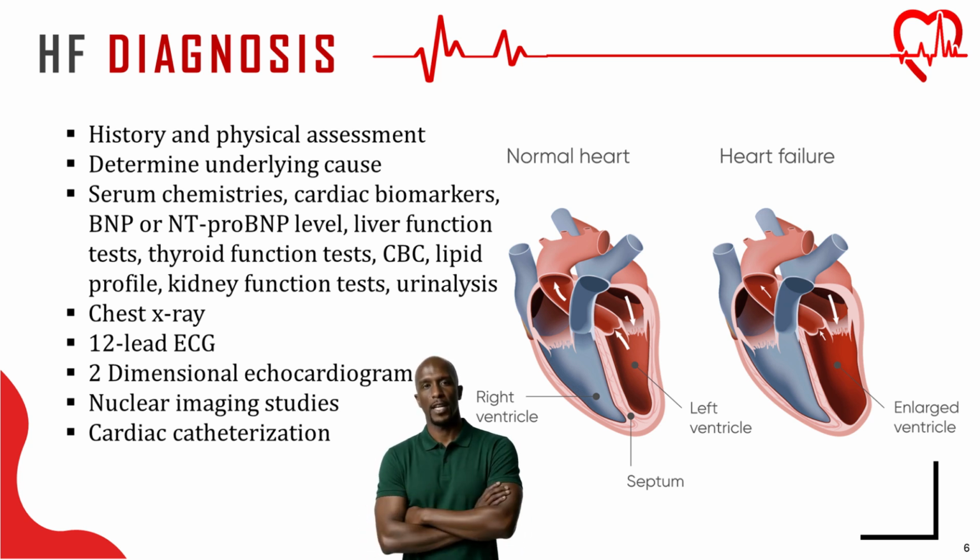A chest x-ray helps detect heart enlargement or fluid in the lungs, while a 12-lead ECG can identify rhythm abnormalities or ischemic changes. A 2D echocardiogram is one of the most important tools. It evaluates heart structure, ejection fraction, and valve function. In some cases, nuclear imaging studies or cardiac catheterization may be used to assess blood flow and confirm the cause.